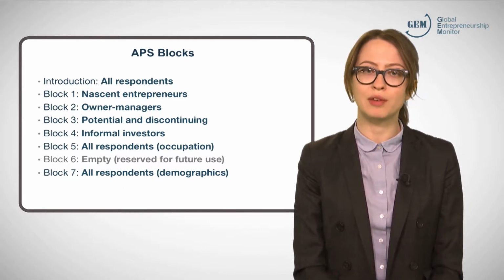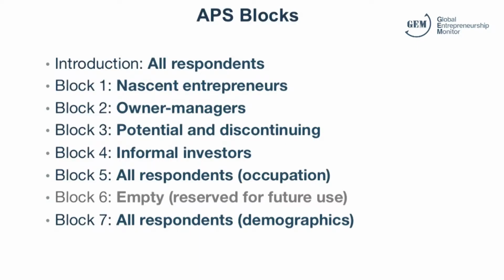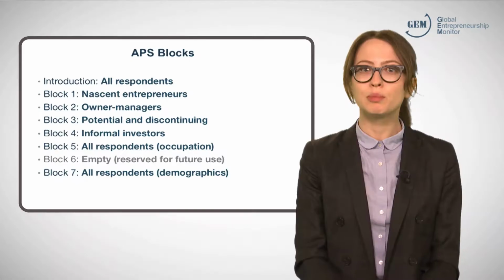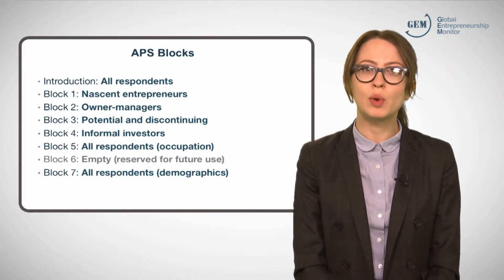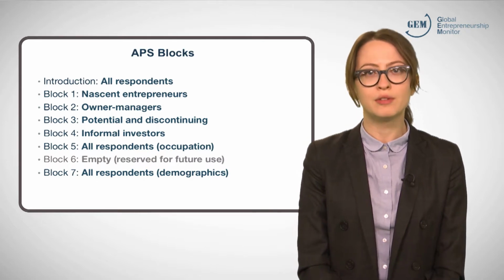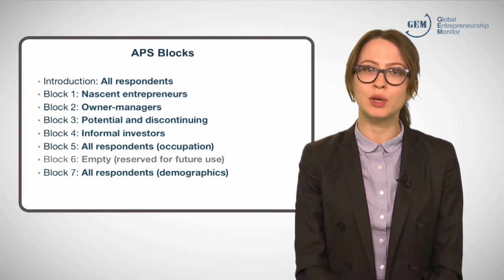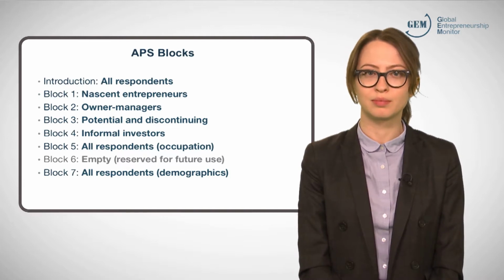The main questions in Block 5 ask all respondents about their occupation status, and additional questions are often added either for all respondents or only for some, depending on their occupation. Block 6 is currently unused, but questions may be added here in the future. Finally, Block 7 includes demographic questions for all respondents.